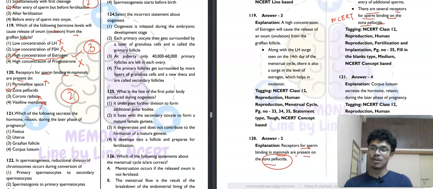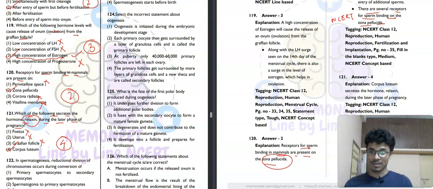It is saying, which of the following secretes the hormone relaxin during the later phase of pregnancy? Fetus, no. Uterus, no. Uterus doesn't secrete the hormone relaxin in pregnancy. Graafian follicle is no. Graafian follicle doesn't secrete the hormone relaxin. And then corpus luteum, yes. Corpus luteum is the correct answer. Fourth option will be our correct answer for this question.